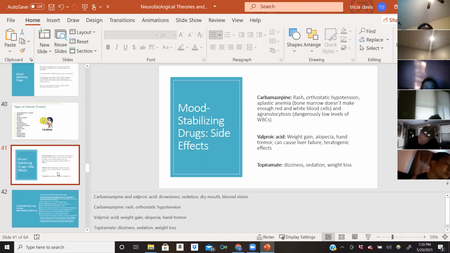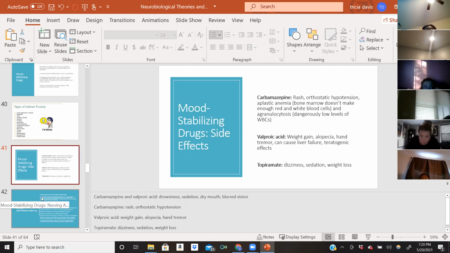Valproic acid: weight gain, alopecia, which is where you lose your hair, hand tremors, and it can cause liver failure. It can have those teratogenic effects, so on the fetus, so a pregnant mom may not want to take this. And then topiramate, which is also Topamax. It can cause dizziness, sedation, and weight loss. So you can see why some people don't stick with these medications, because they have a lot of bad or unpleasant side effects.